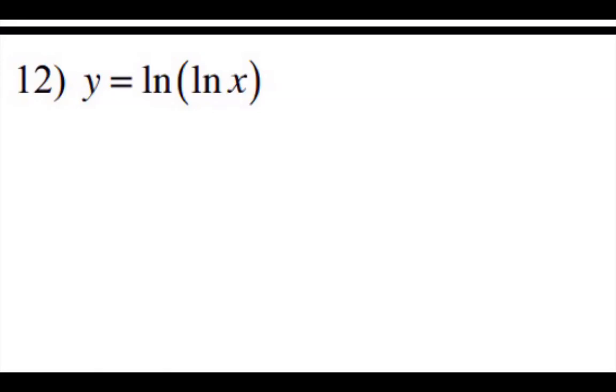Okay, so again, is this a product rule problem? Is it natural log times itself? No, it's not a product rule problem. It's just like the last one. This part is connected with that part there. Because of that, it's a chain rule problem. So this is the outside. We have natural log of something.